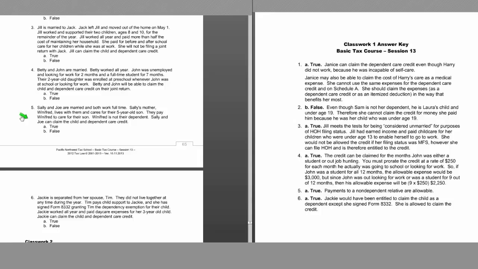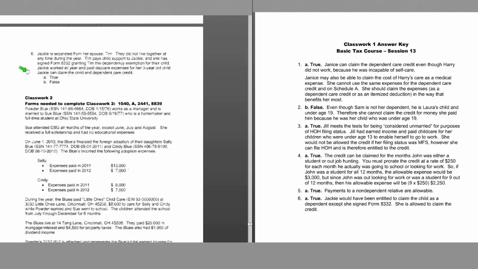You can claim a Child and Dependent Care Credit if you pay expenses to an individual, including a person who is related to you, provided that person is not your dependent. And in this case, we're clearly telling you that although Winifred is related, she is not a dependent. And so question number five, true, they can claim that expense.